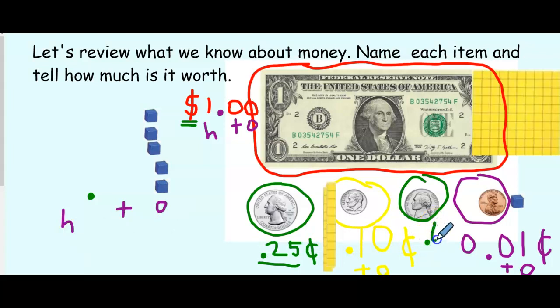So 5 cents looks like this. Decimal, 0, then a 5. What goes after the 5, boys and girls? That's right. We need a cent sign after the 5. And here it is. Great job, boys and girls.